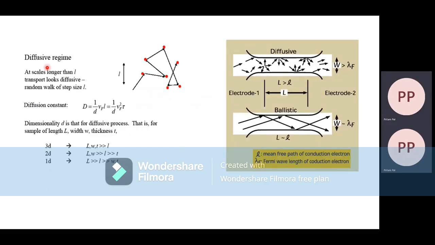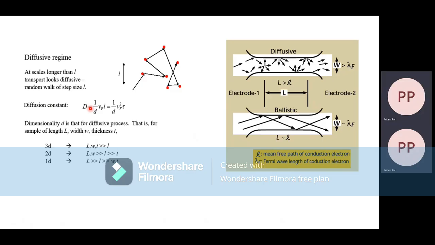So now the diffusive regime. So diffusive and ballistic, these have been shown in the schematics that you can see over here, and at scales longer than L, transport looks basically diffusive, right? So a random walk of step size L. So the diffusion constant, which is how it is related to the Fermi velocity.